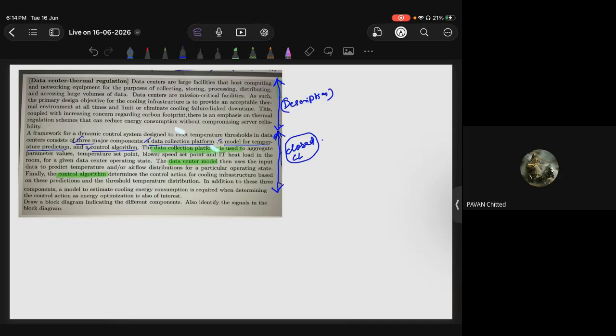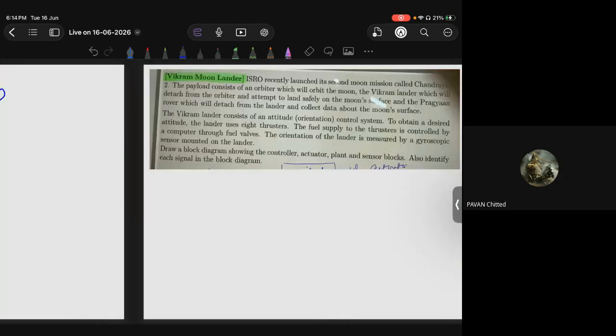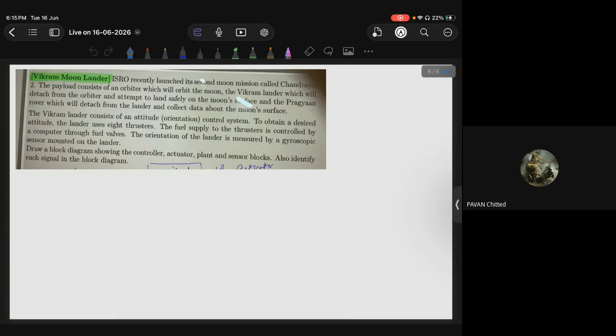Next, you'll see this simple example: the Vikram Moon lander. A few years back, ISRO launched Chandrayaan 2.